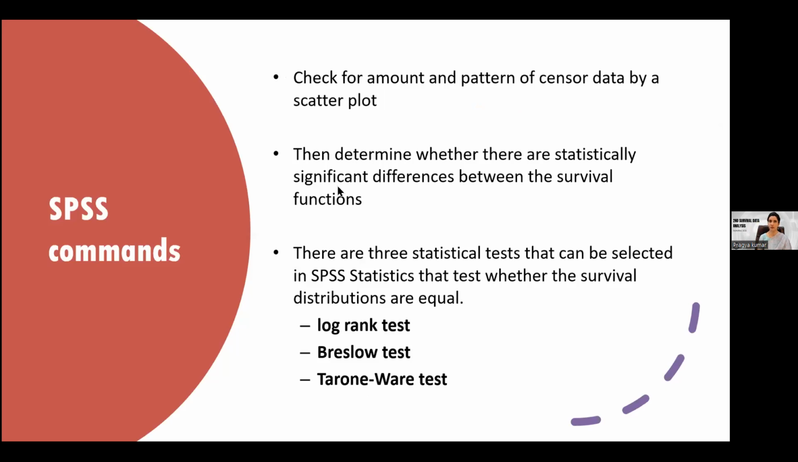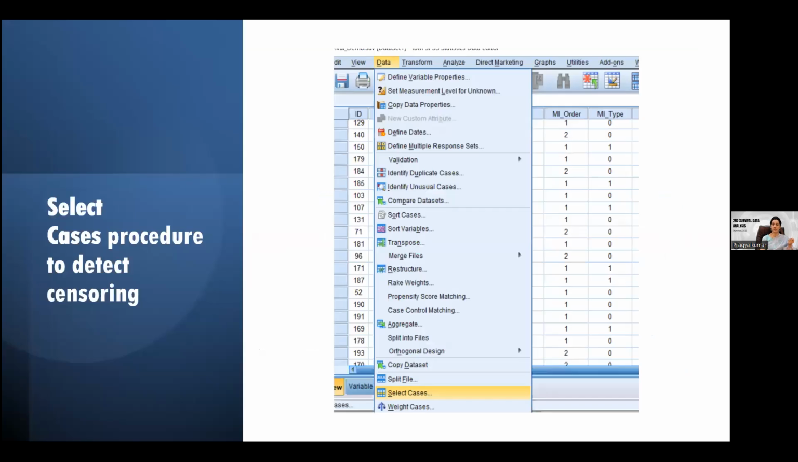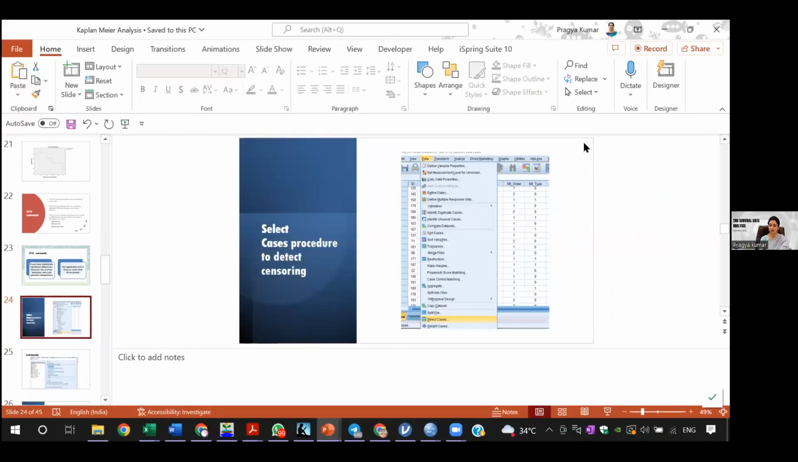Now in SPSS also, to detect the amount and pattern of censorship, you determine the scatter plot. You do the scatter plot between the censored data and the non-censored data. In the SPSS command, if you have got a statistically significant difference between the survival functions, then you can carry out the pairwise comparison if you have got 3 or more groups. That we'll see maybe today. We can show it on the BMI and then you will see how to do that. So I'll just show first in SPSS how to perform that.